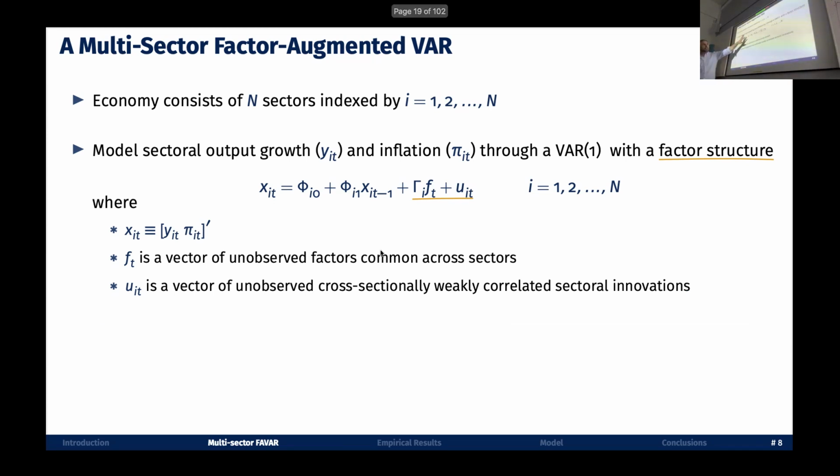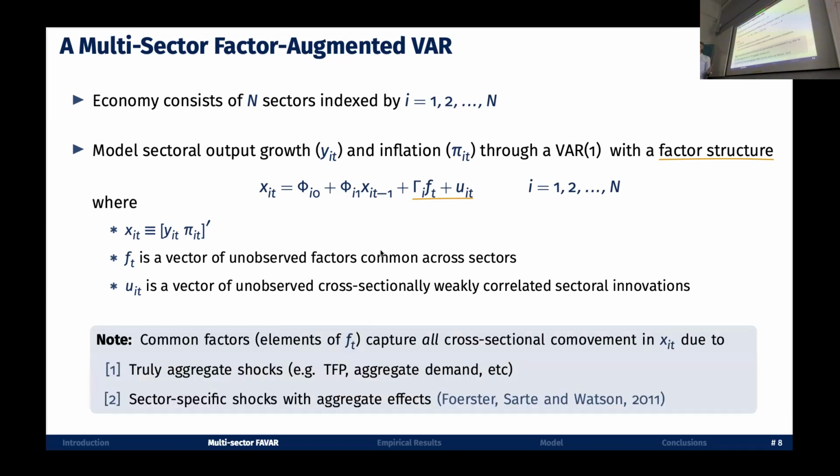Now, I'm going to use a statistical model to extract and identify these factors. But before doing that, maybe this is obvious to you, but I just want to make a remark: whatever statistical methodology I'm going to use to extract these factors from the data, these common factors are going to capture two things. The first thing is truly aggregate shocks. So if there is a monetary policy shock in the data that affects all sectors, maybe heterogeneously, it's going to be in this vector here.